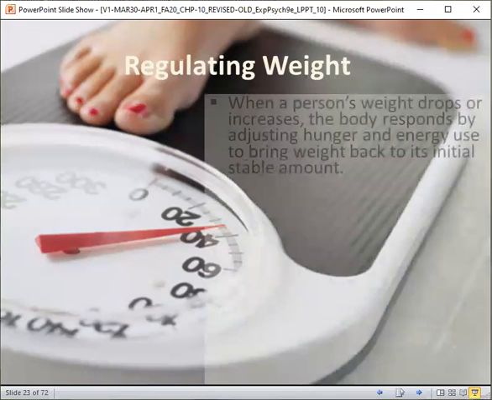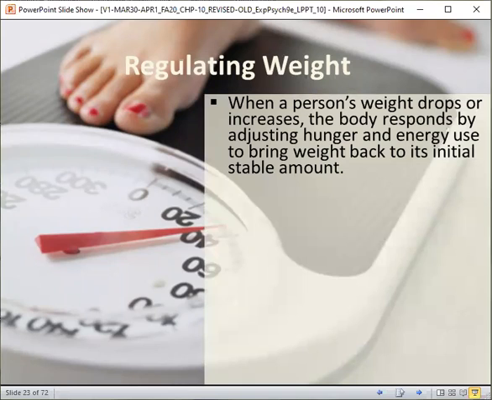So when a person's weight drops or increases, the body responds by adjusting hunger and energy use to bring weight back to its initial stable amount. This is why regulating weight can be a very, very difficult thing, okay? Because your body has ways that it can respond to you trying to change your weight. One of the ways it can do it is to make you hungry and then slow down the way your body utilizes energy. So it's going to be more and more likely that you will gain weight that you don't want to gain or lose weight you don't want to lose.